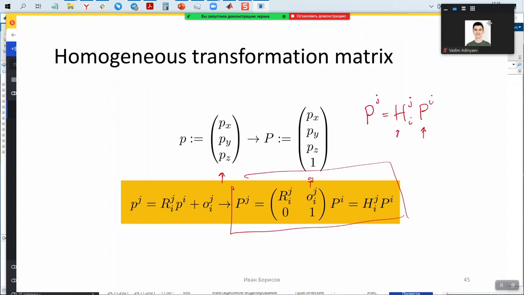And here, everything that you need is the homogeneous transformation matrix. It consists of a rotation matrix that we are familiar with and a position vector. So here O_ij is nothing else but x_ji, y_ji, z_ji. That's it. We know what a homogeneous transformation matrix is.